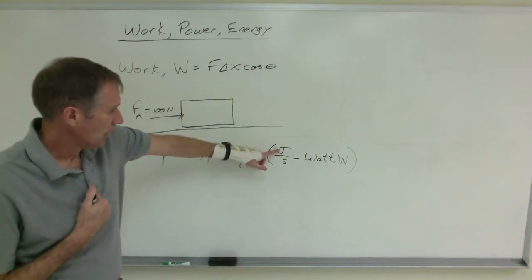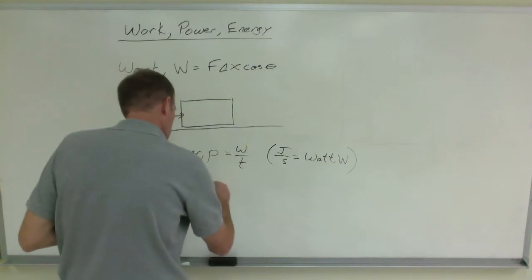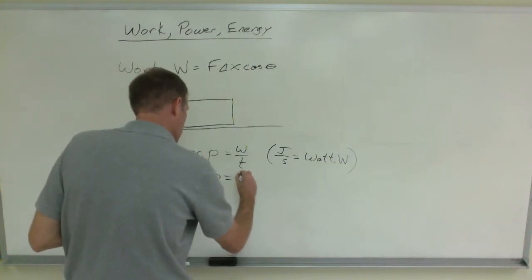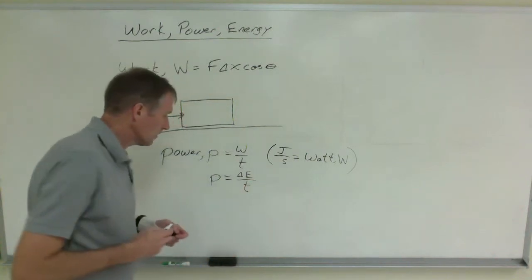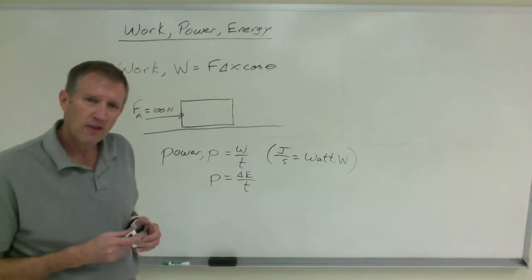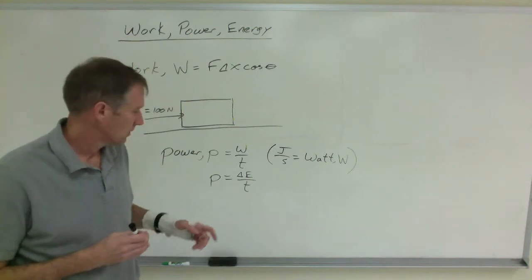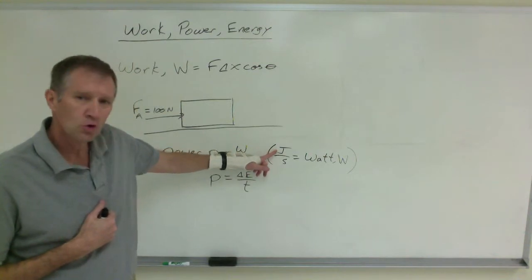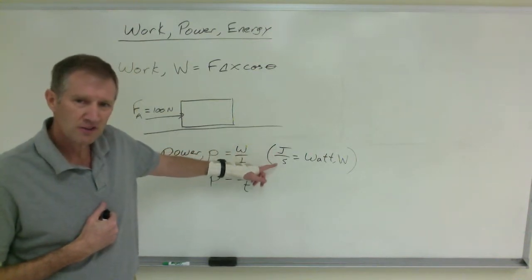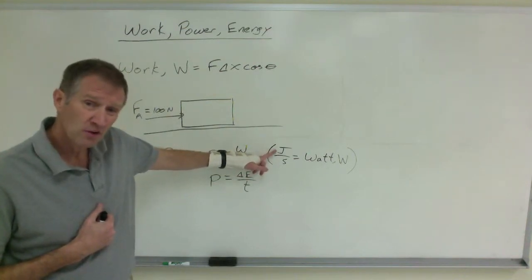Interesting note, power is the rate at which work is done. It is also the rate at which energy is consumed or used. So when you turn on that 60-watt light bulb, what does that mean? It means that you are using 60 joules of energy every second you leave that light bulb on. 60 joules of energy every second.